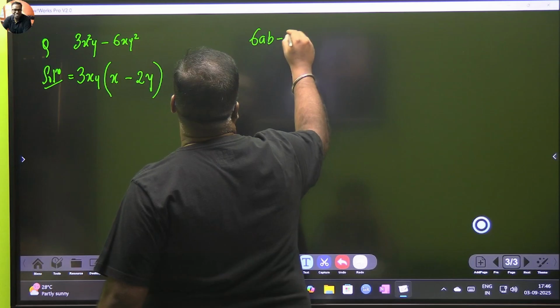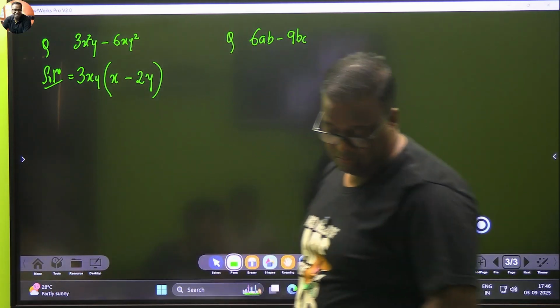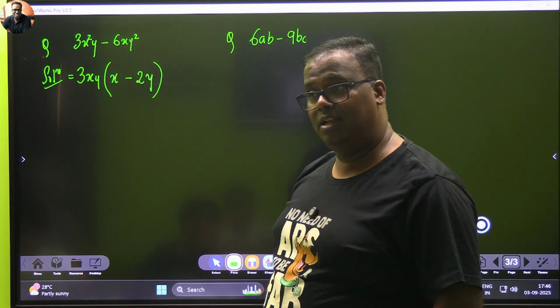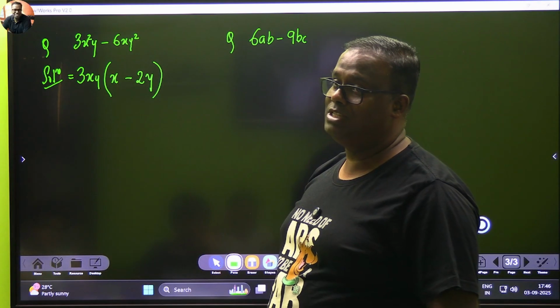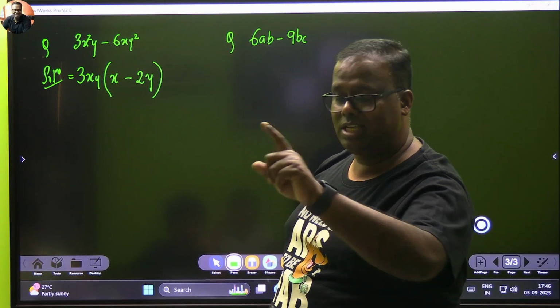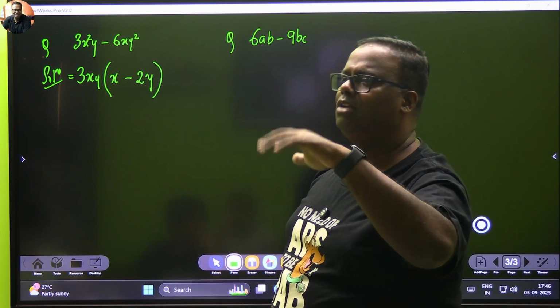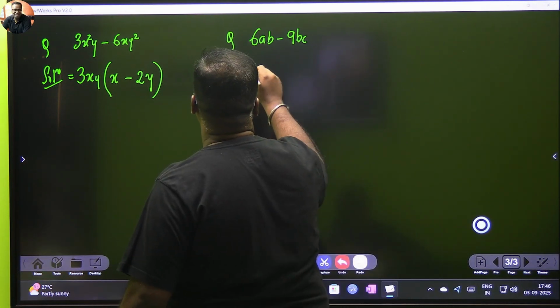6ab minus 9bc. This is the question. 6ab minus 9bc. Now try to think. Can 6 kill 9? No. But there are common factors between 6 and 9, that is 3. 3 is actually the HCF of 6 and 9. Karke dekh lo. 3 is always the HCF of 6 and 9. So we can take out 3 from here.